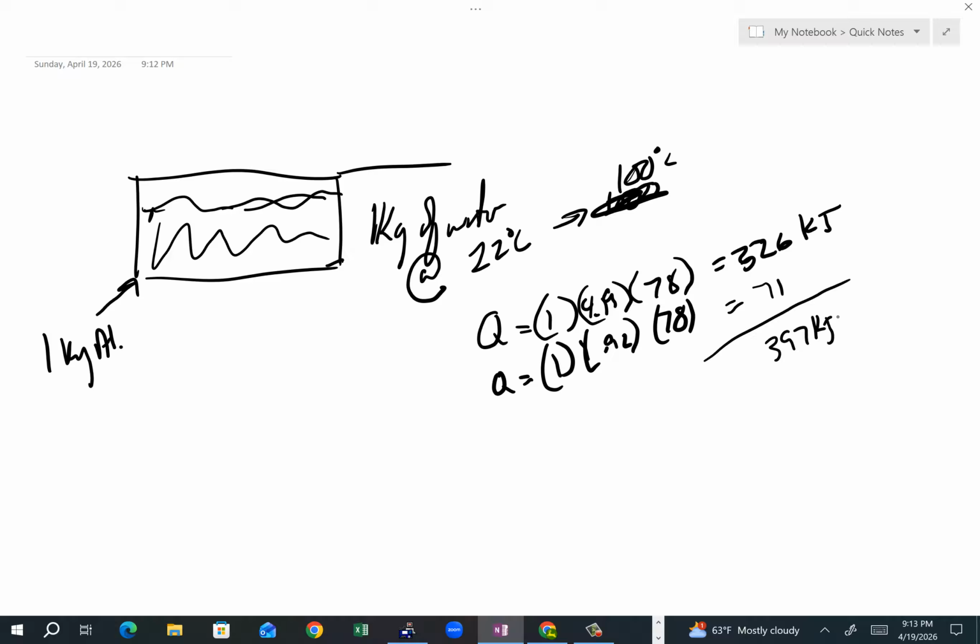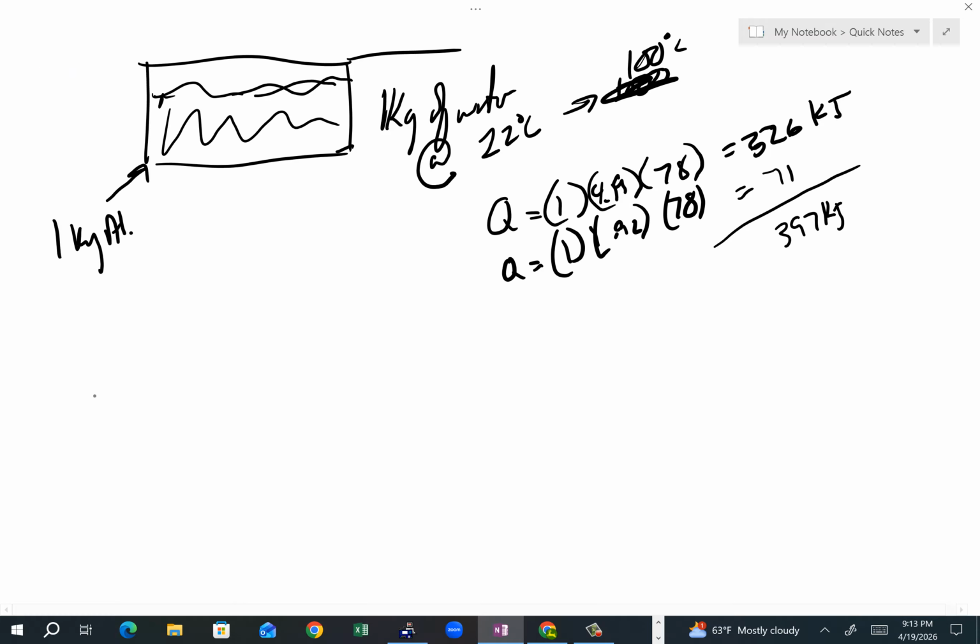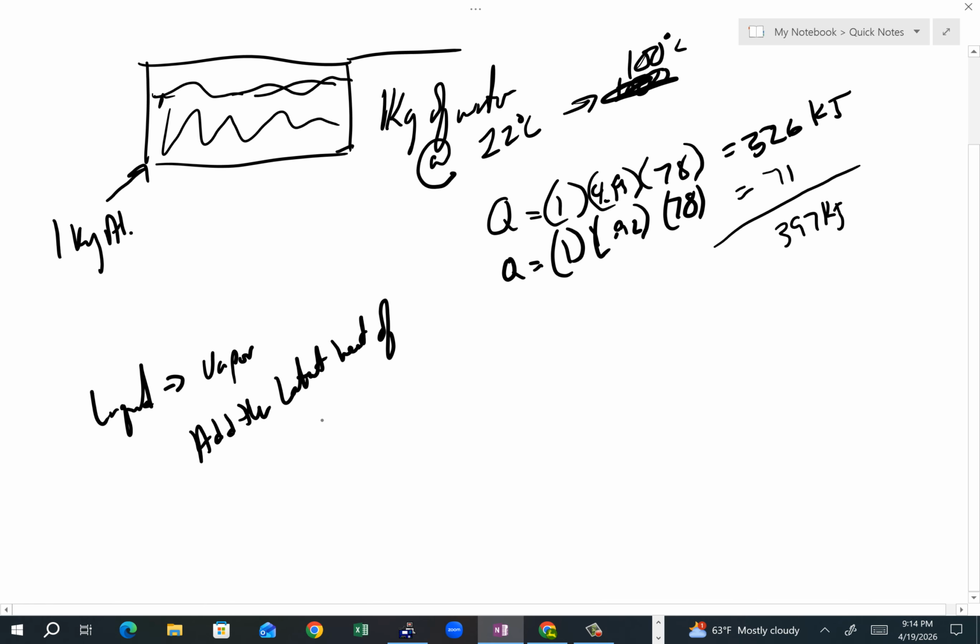Now I need to boil it. Now here's the thing. To get from liquid to vapor, to gas, we need to add the latent heat of vaporization. That's the hidden heat of vaporization. And for water, it is 2,260 kilojoules per kilogram.